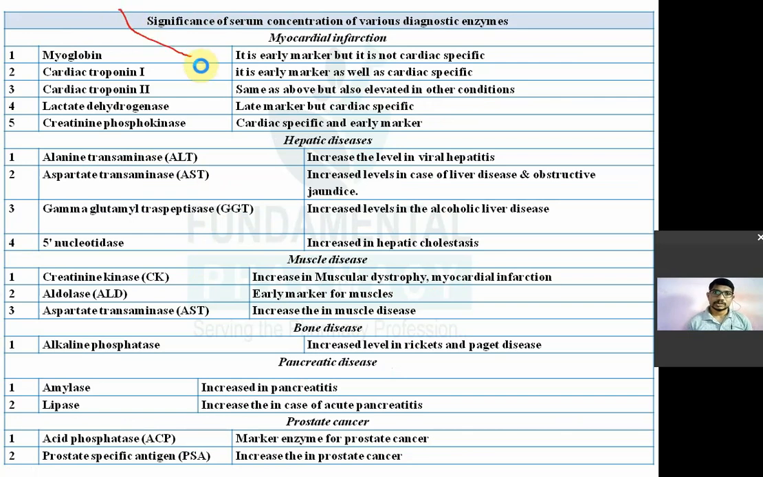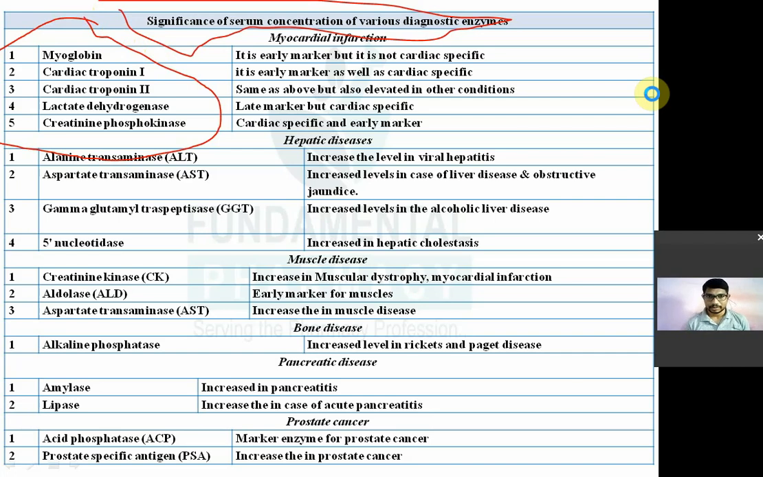ठीक है, कुछ कुछ एंजाइम्स ऐसे होते हैं कि कोई डिसीज में उनका लेवल बढ़ जाता है. Significance of serum concentration of various diagnostic enzymes. So these are the enzymes, they are elevated, they are increased in case of myocardial infarction. अगर मायोकार्डियल हार्ट अटैक में ये एंजाइम का लेवल बढ़ जाता है, ठीक है, बॉडी में ब्लड में ये एंजाइम का लेवल बढ़ जाएगा ये हार्ट अटैक में.